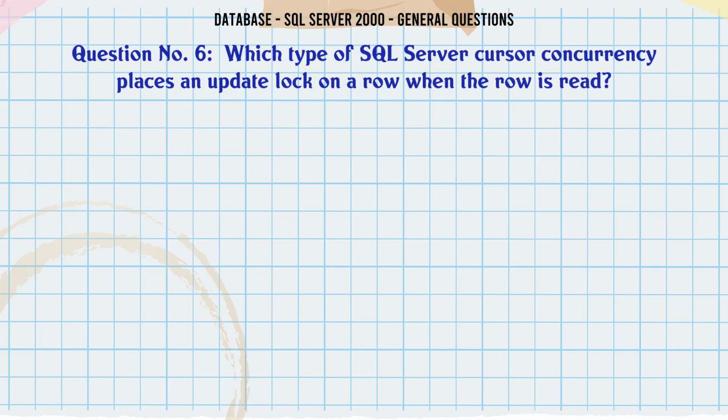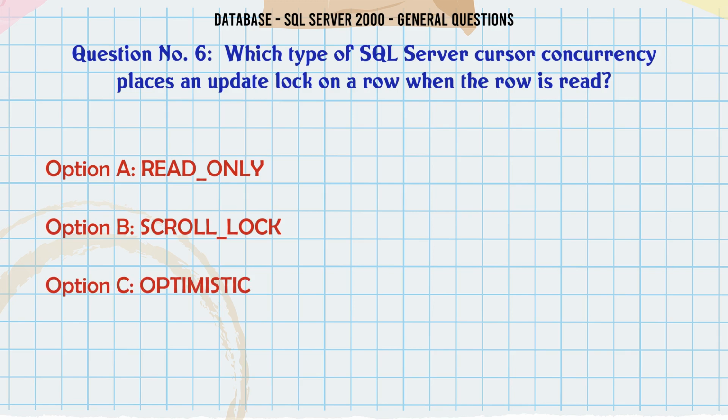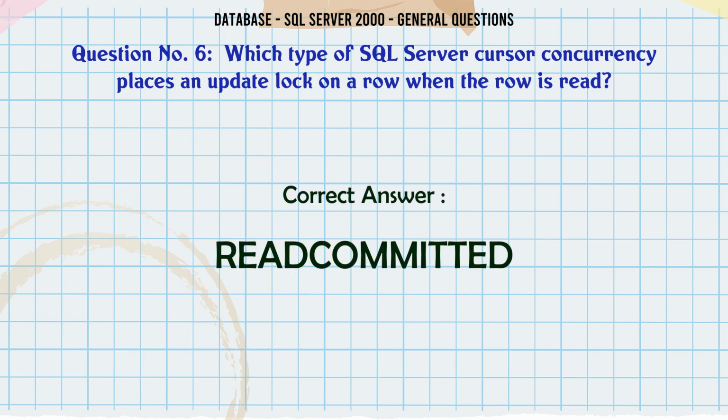Which type of SQL Server cursor concurrency places an update lock on a row when the row is read? A. Read only. B. Scroll lock. C. Optimistic. D. Read committed. The correct answer is read committed.